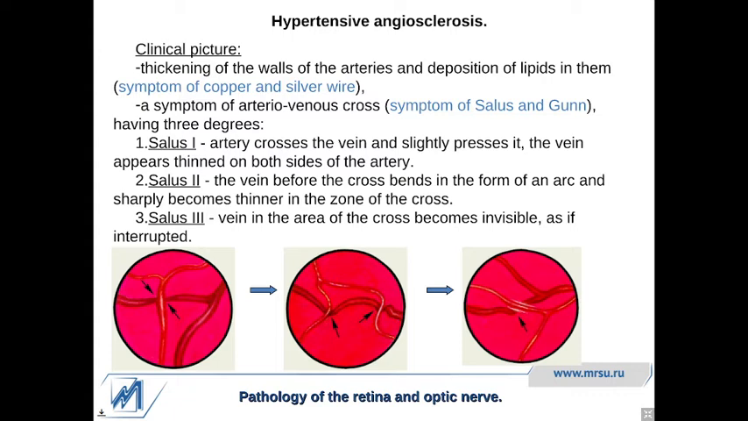The Salus-Gunn symptom has three main stages. The first, Salus one, is when the artery crosses the vein and slightly presses it. The vein appears thin on both sides of the artery. The second stage, Salus two: the vein before the cross bends in an arc and sharply becomes thinner in the zone of the cross. And the third, Salus three: in the area of the cross the vein becomes invisible, as if interrupted.